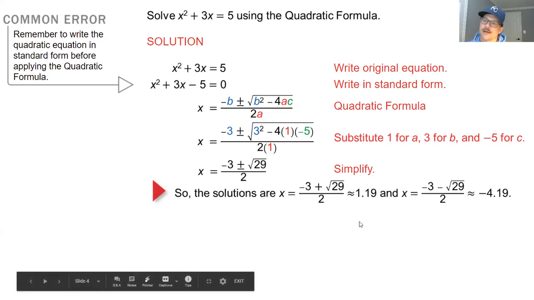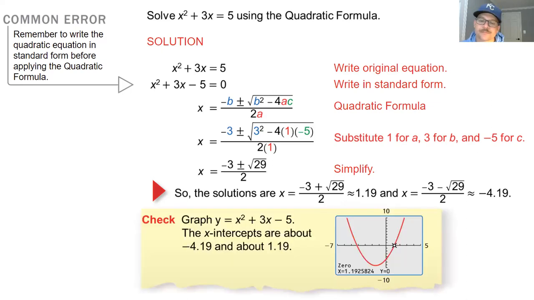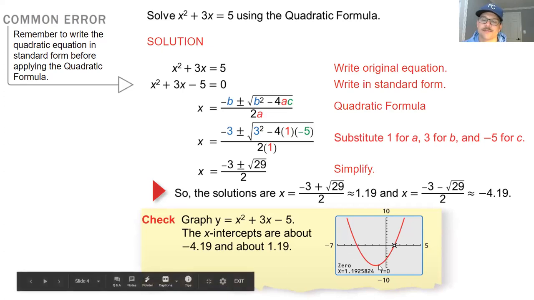Now for your solutions, you will occasionally be allowed to use decimal form. So you can just type both of these expressions into a calculator and approximate to the nearest hundredth, so 2 decimal places. You would take the square root of 29, add negative 3, then divide by 2 to get your 1.19. And then you would do the opposite, but instead it would be that subtract because of the plus or minus. So you can check this by graphing. Type it in your graphing calculator. It crosses at 2 different points, at negative 4.19 for this one over here on the left, and then 1.19 over here on the right.